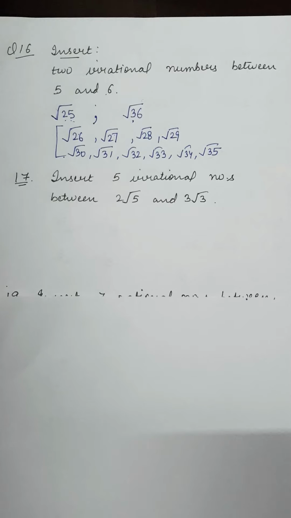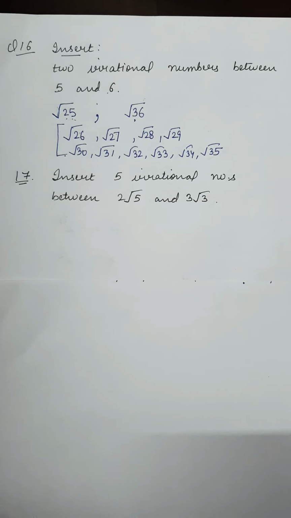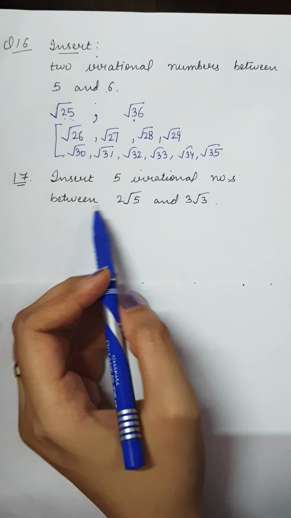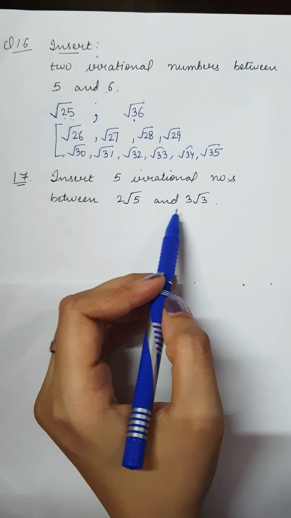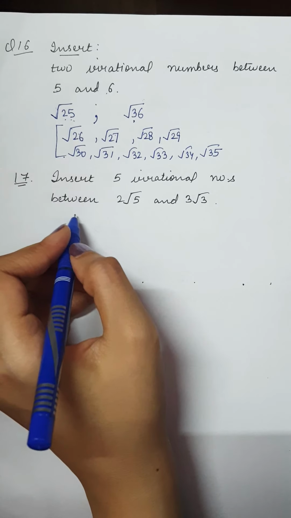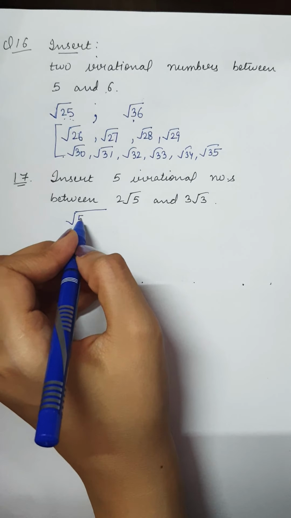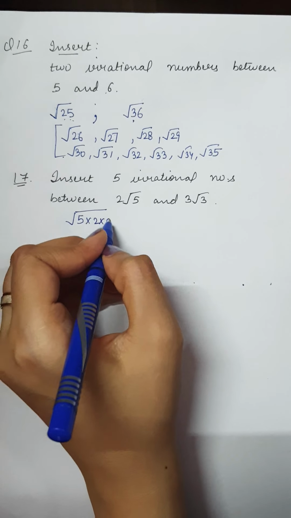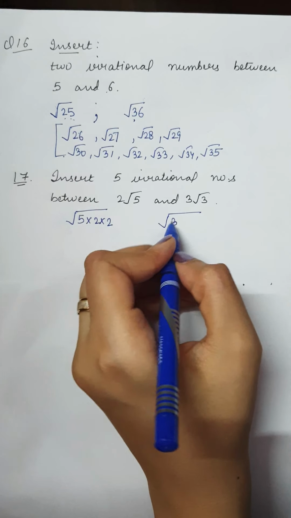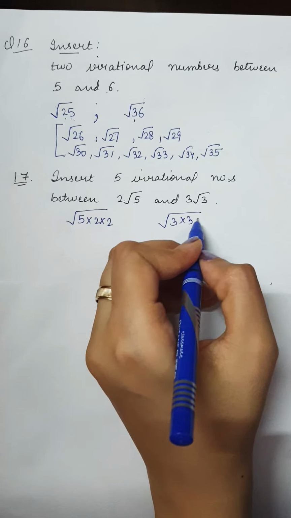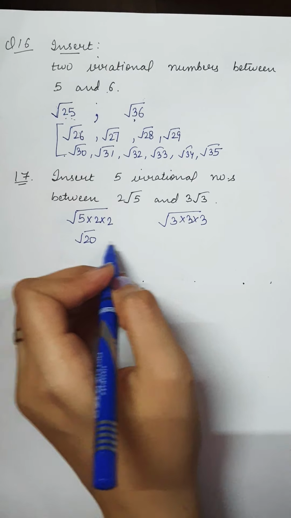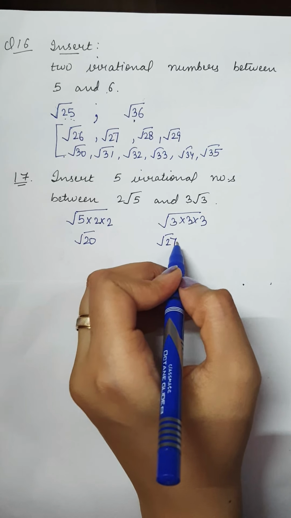Alright, now next question is question number 17. Insert 5 irrational numbers between these two numbers. Now again I will express this in whole roots. So if I shift 2 inside, it will become 5 into 2 into 2, because it is under root, and if I shift this 3 inside, I need to write it 2 times. So this has become under root 20 and this has become under root 27.